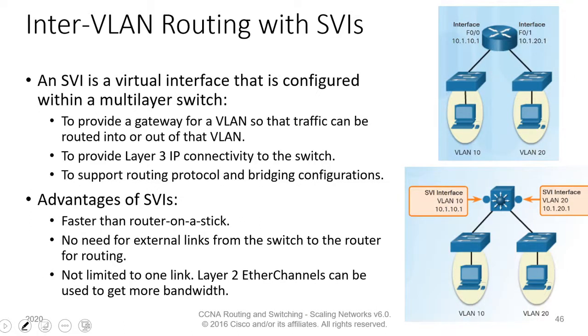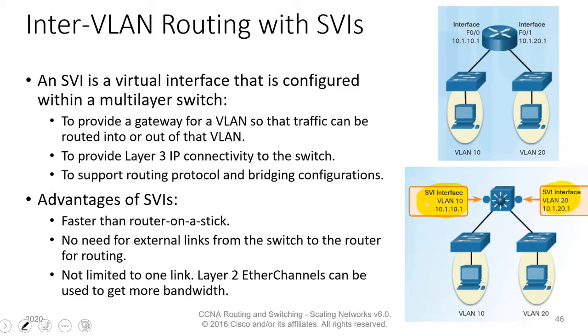So we may use SVIs, particularly as a virtual interface that is configured in a multi-layer switch. That particular virtual interface, we will configure in a switch, and it would be functioning as a gateway, a way to route between two different VLANs.